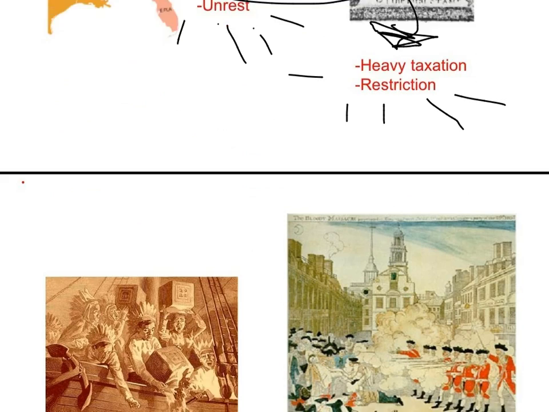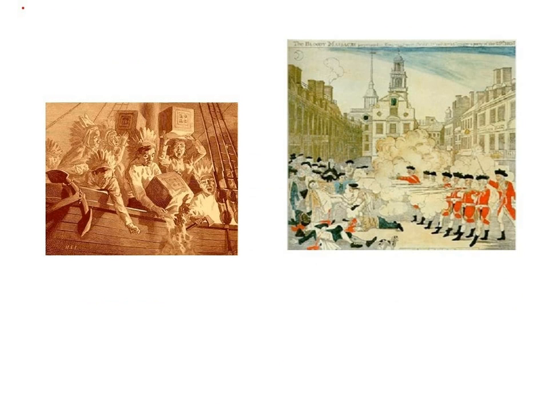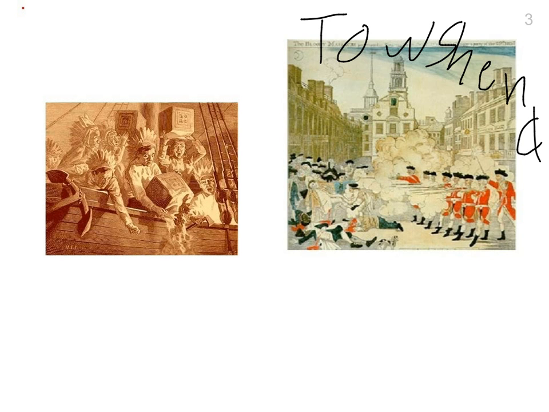And the Townsend Acts were essentially punishment on the colonies because they were not following the current acts in progress, such as the Sugar Act and the Quartering Act.